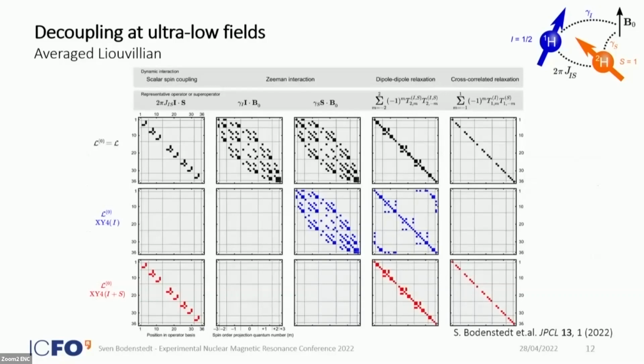If you apply XY4 on one spin, like the I spin, then you would get rid of the J coupling as well as the Zeeman interaction for that spin, but you would also get rid of the cross relaxation term, which is quite important. If you do XY4 on both spins, so if you flip both spins at the same time, you would keep the J coupling and get rid of both Zeeman terms. The dipole-dipole relaxation would be slightly modified, but the cross relaxation would still be there.